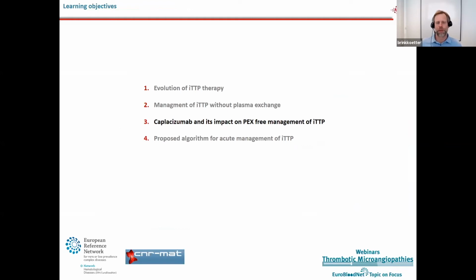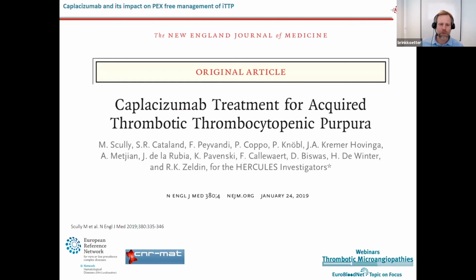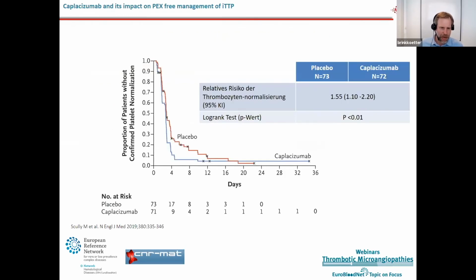And this brings me now to my third objective, the impact of Caplacizumab. I'm confident that you are all aware of Mary Scully's landmark paper published in the New England Journal of Medicine in early 2019, the phase 3 HERCULES trial on Caplacizumab treatment. I will not go into detail because I'm sure Paul Coppo has reviewed and summarized these findings. Caplacizumab, a nanobody that blocks the binding of thrombocytes to large von Willebrand factor multimers, resulted in a faster thrombocyte response, as shown here in blue.